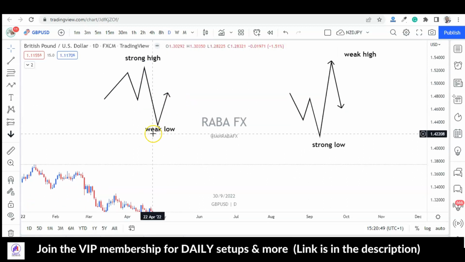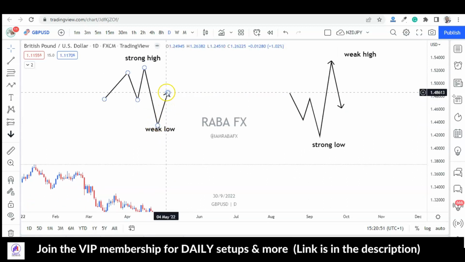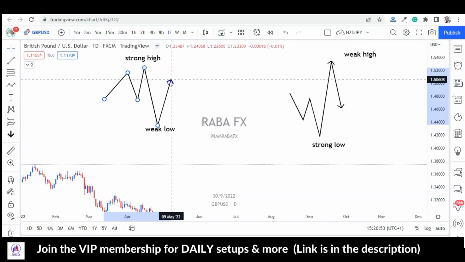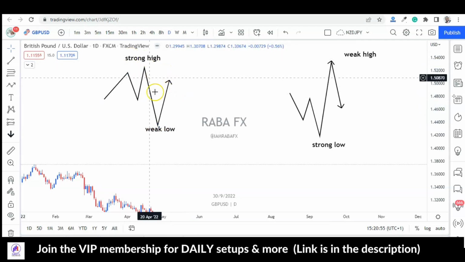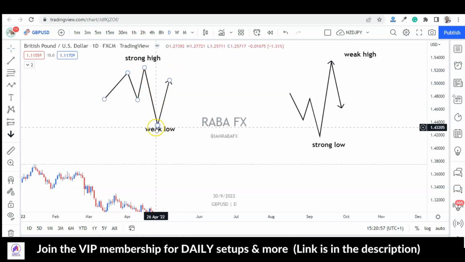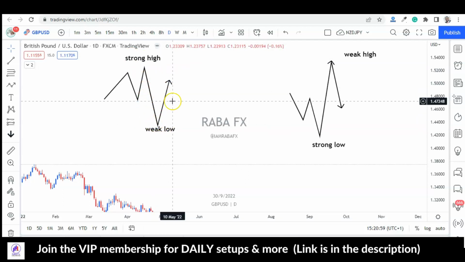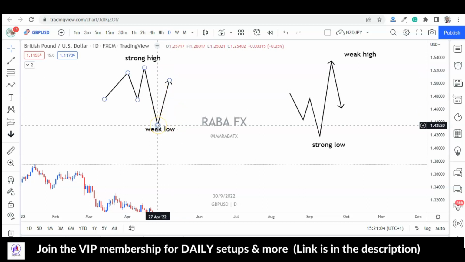Now a weak low is simply a low that could not break structure. So when that happens, you can start trading the anticipation of this weak low.